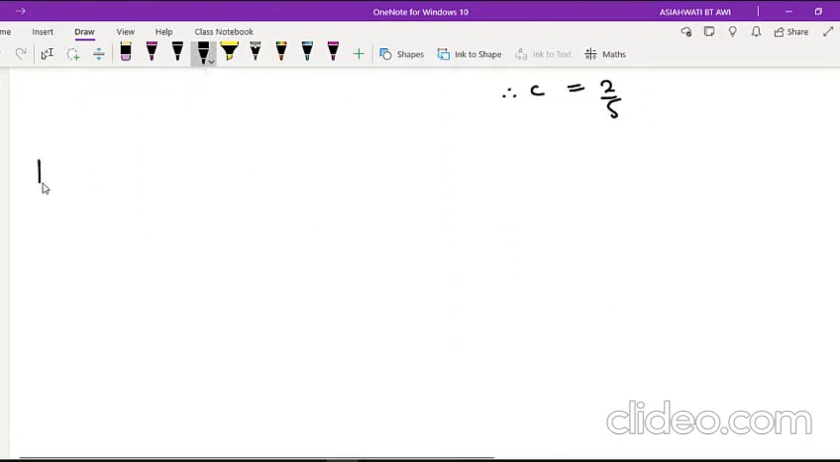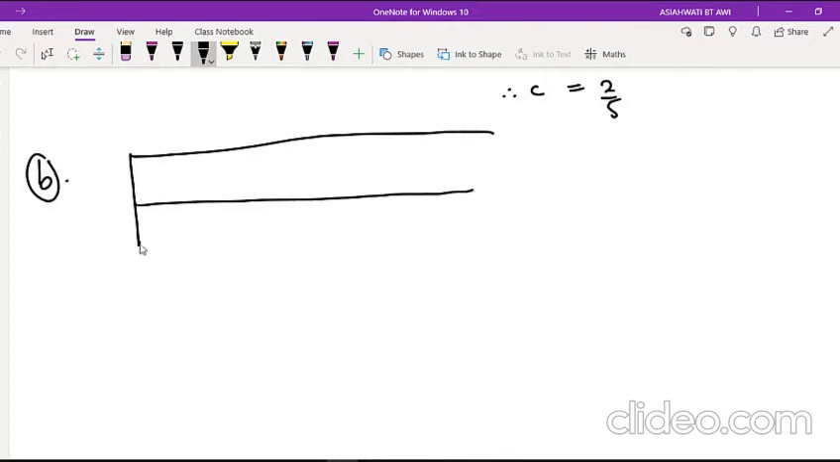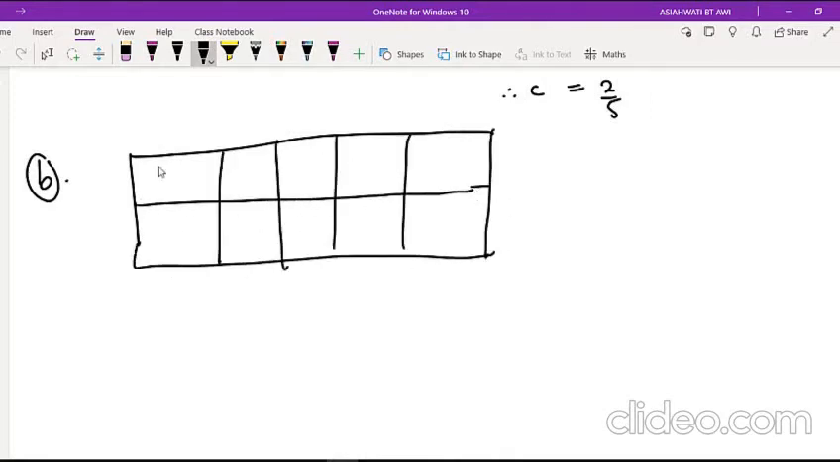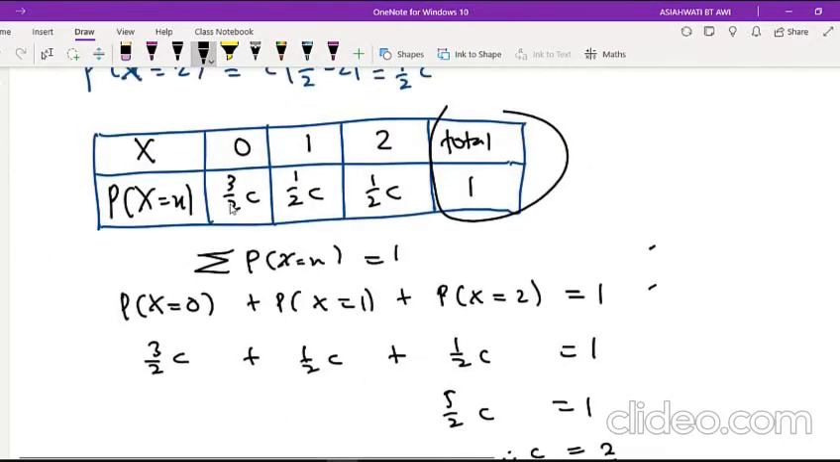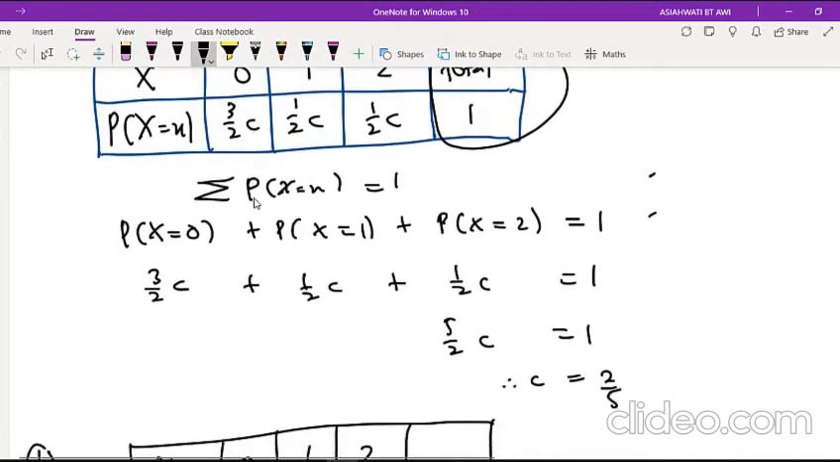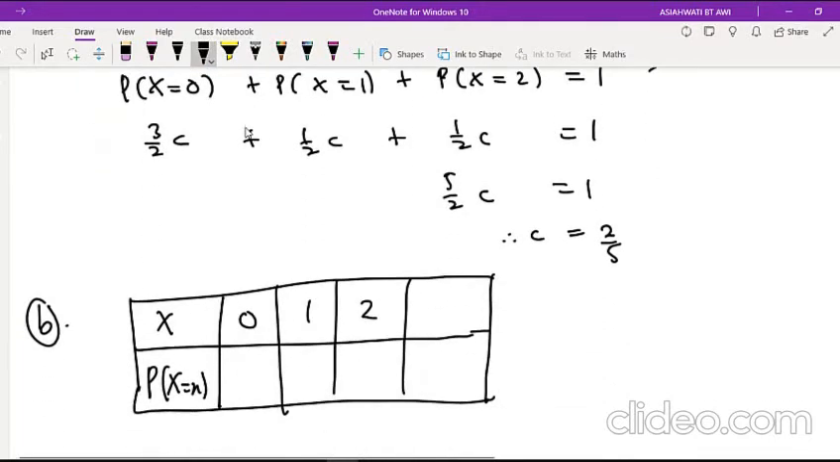For part B, again do the table. The first one uses the table to find c. P(X = x) for x equals 0, 1, 2. When x is equal to 0, it is 3 over 2c. Substitute c as 2 over 5, and you get 3 over 5. And when x is equal to 1, it is 1 over 2c. c is 2 over 5, which means the answer is 1 over 5.